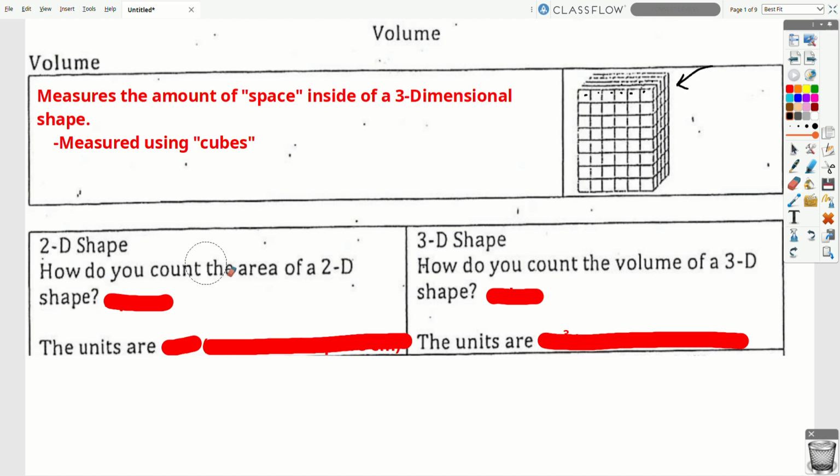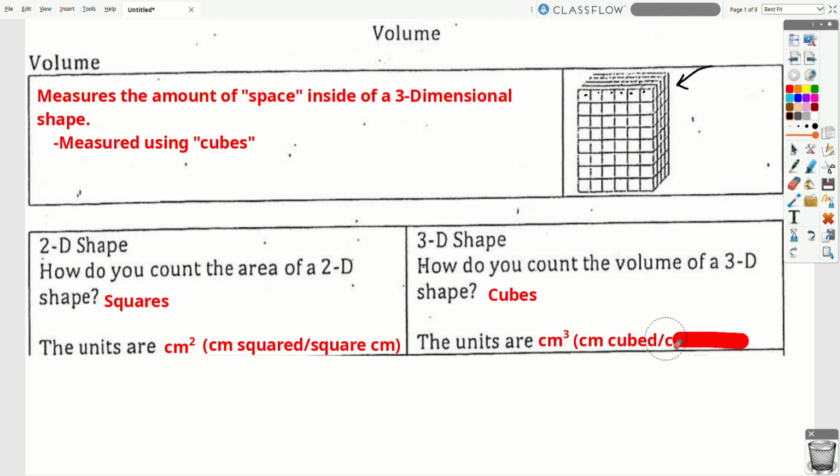And so how do we count the area of a two-dimensional shape? With squares, and that's why the units are centimeters squared or square centimeters. Whereas with three-dimensional shapes, how do we count the volume of a 3D shape, like we just talked about up here? It's counted using cubes, like little sugar cubes. And so the units, as a result of that, are centimeters cubed, so that's a little 3, or cubic centimeters.